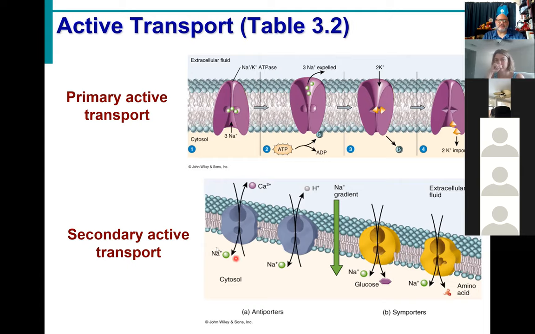And again, as soon as this sodium comes in, if we're going to keep these co-transporters working, we have to kick that sodium back out. And to do that is going to require ATP. That is why it is secondary, because it still needs ATP, but it uses it indirectly.